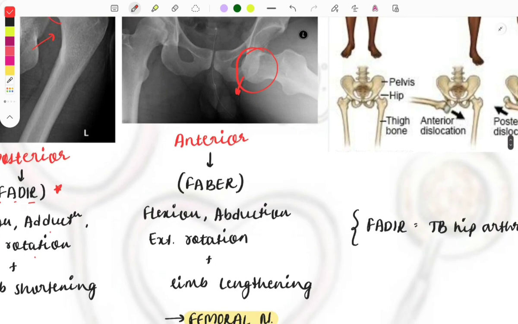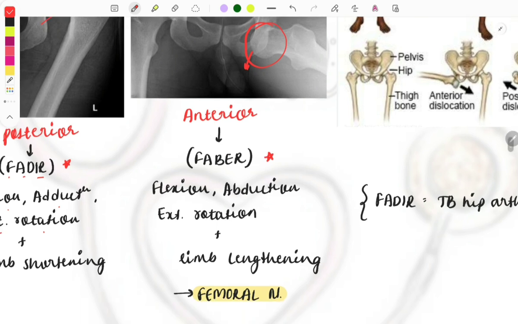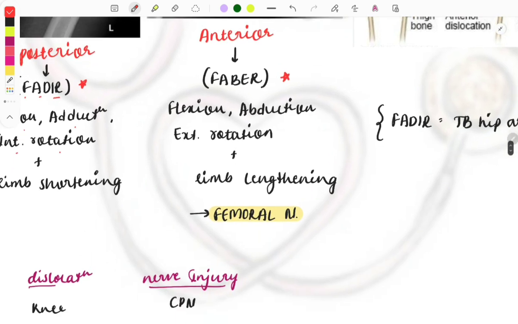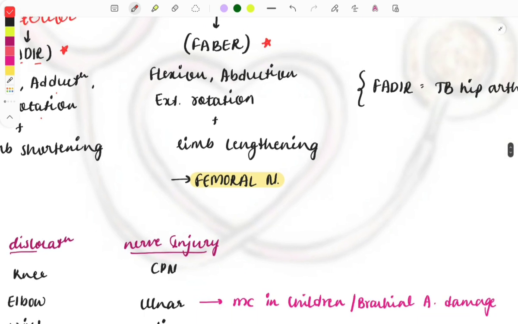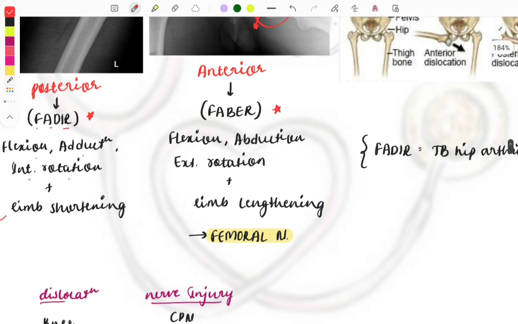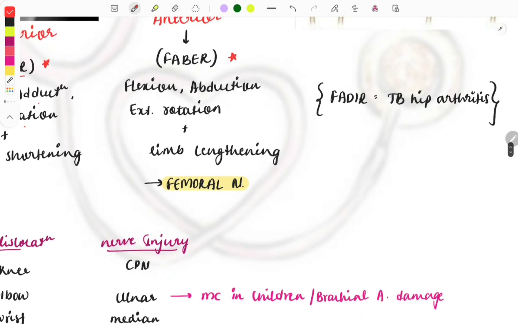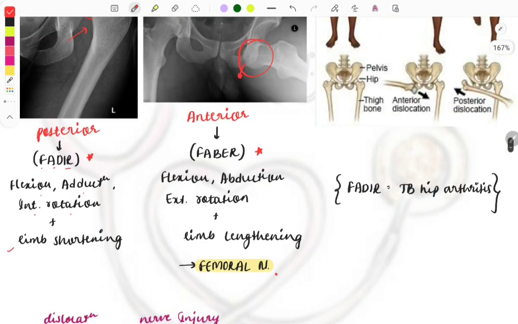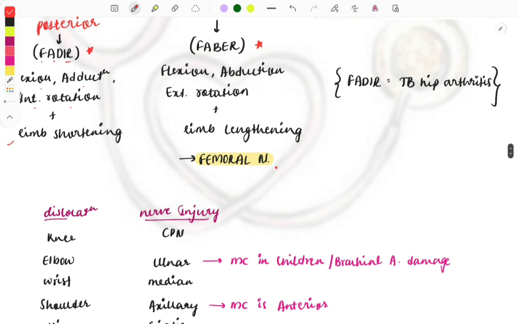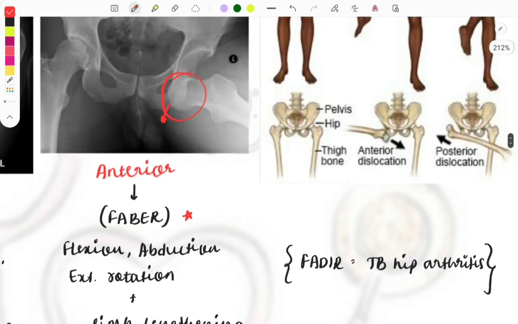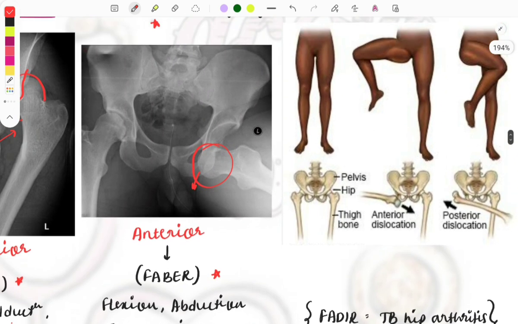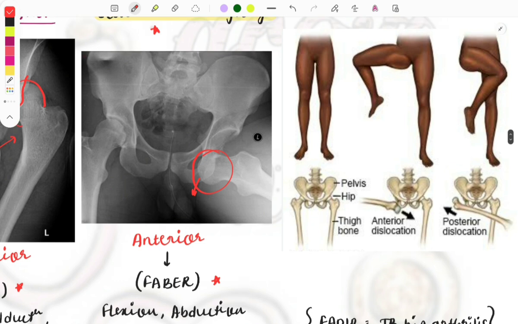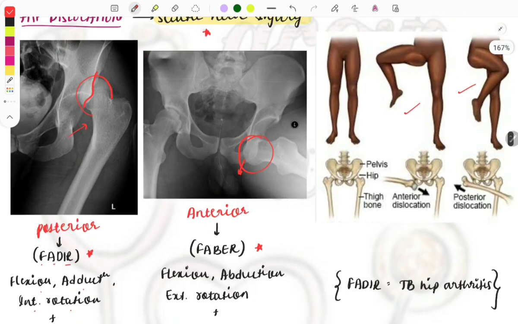The changes seen in the anterior dislocation can be remembered as flexion, abduction, and external rotation, and there can be limb lengthening. In anterior dislocation, the femoral nerve also can be damaged, whereas the most commonly damaged is the sciatic nerve, but sometimes the femoral nerve also can be damaged. Then these are also the images for hip dislocation. Images can be given like this, and they will ask you which dislocation it is.